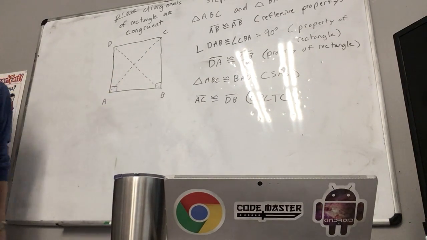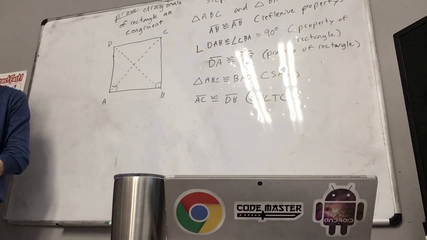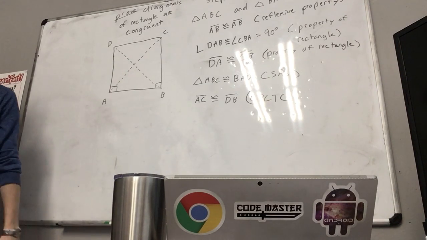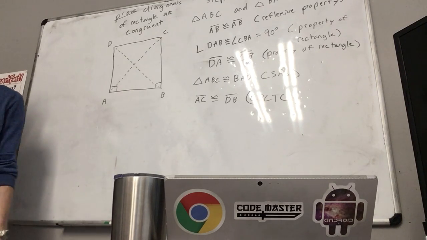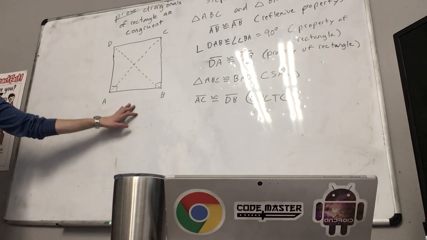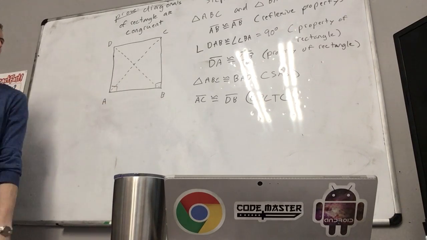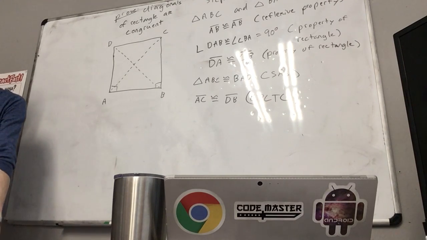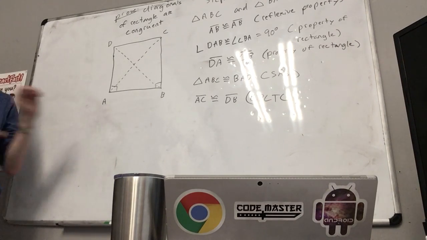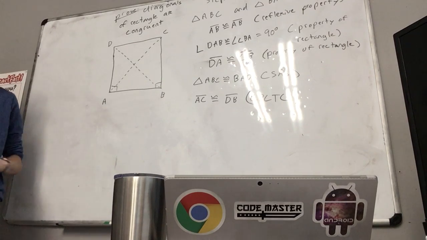So we have our two triangles. Then we can say the line segment they both share is congruent, by the reflexive property, since it's the exact same line segment. Of course it has to be congruent to itself. So then we can say angle DAB is congruent to angle CBA, which are both equal to 90 degrees. That's a property of a rectangle: the interior angles are 90 degrees.